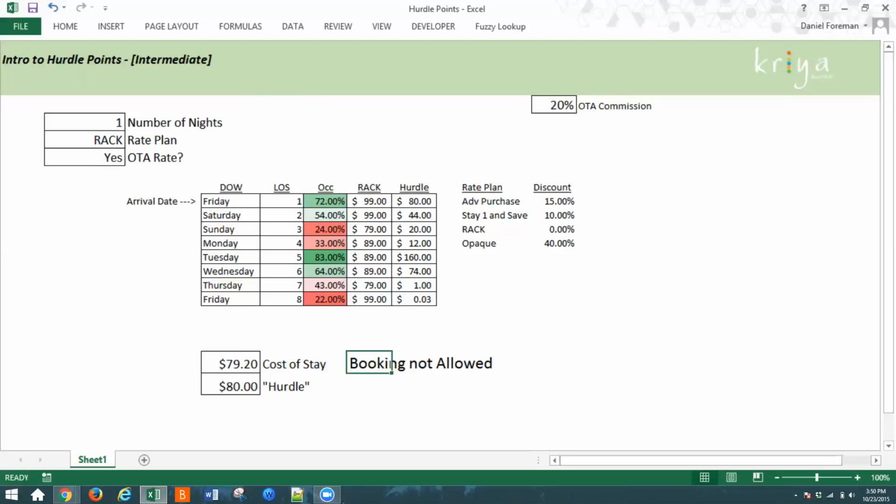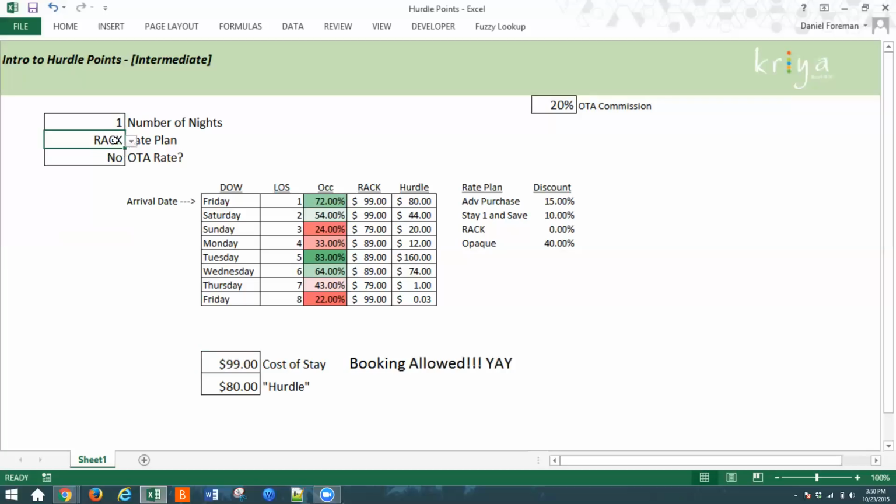So this is a particular instance where if the guest shops it on Expedia or Booking.com, they're not going to see availability. But if they go to the brand site, let's flip the switch again. So it's no longer an OTA rate. The guest will be able to book.